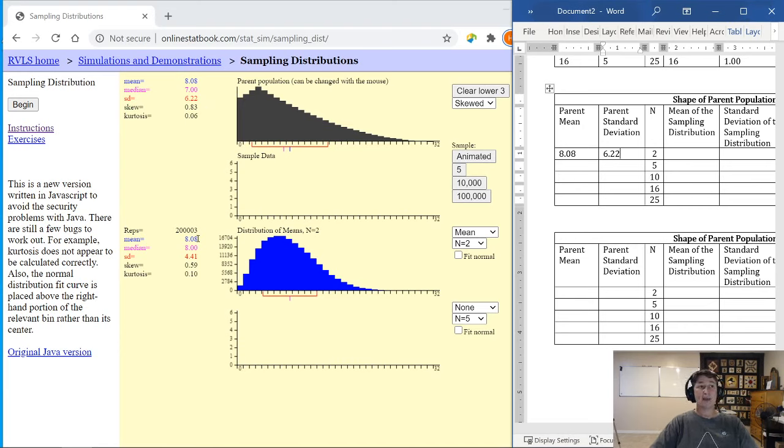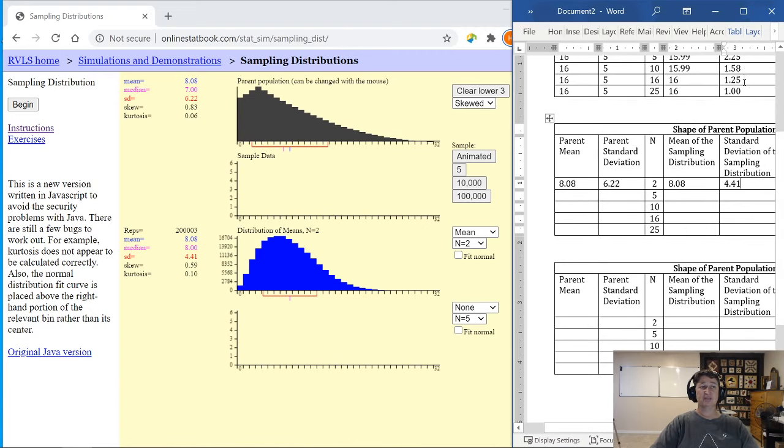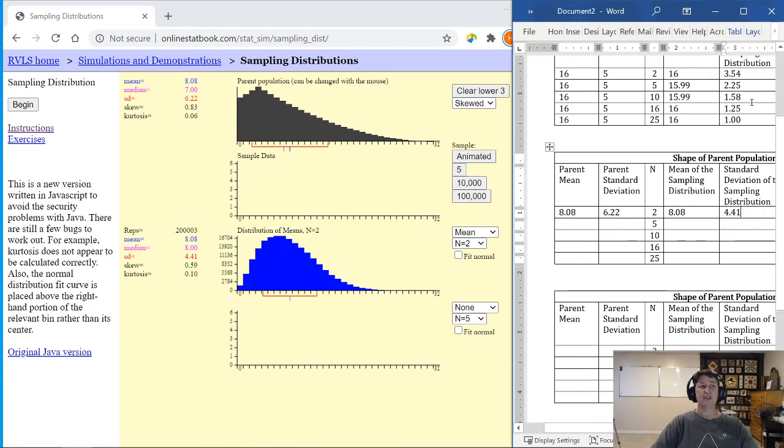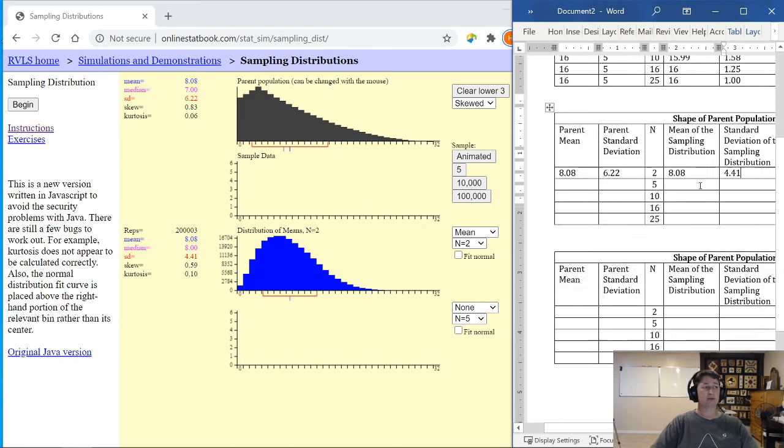Let's look at the sampling distribution that we created of sample means. The mean of that distribution is 8.08, and the standard deviation there is 4.41. Let's do this with a larger sample size. Let's see if the same thing happens as before, where our standard deviation gets smaller.